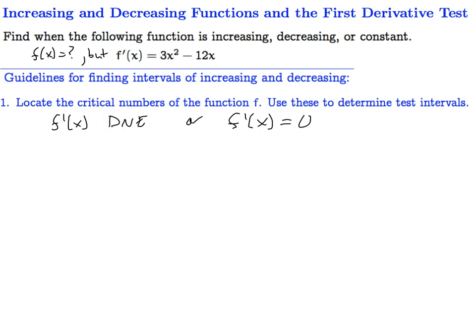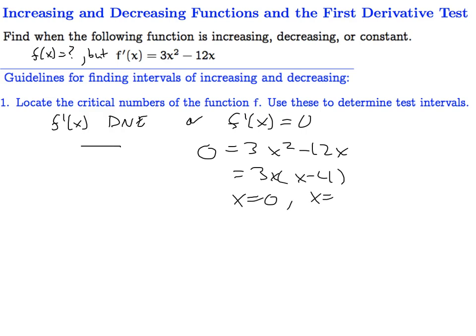In this case, we don't have any places where our derivative does not exist. It's a nice looking derivative. But if we set our derivative equal to 0, what we can do is work through the algebra, factor and solve this a little bit, and we'll get that at x equals 0 and at x equals 4, we have ourselves critical numbers.